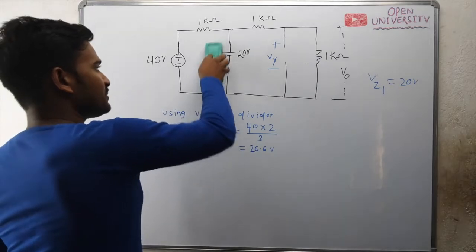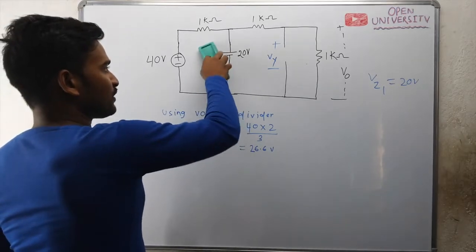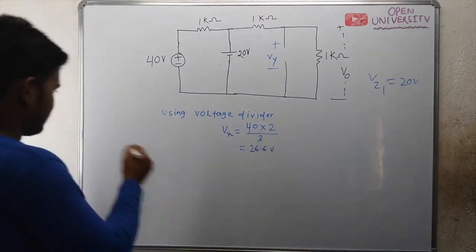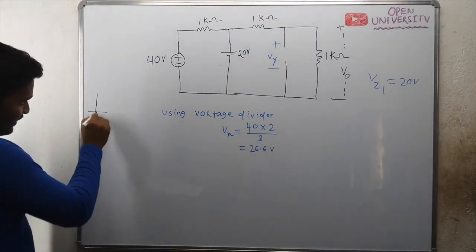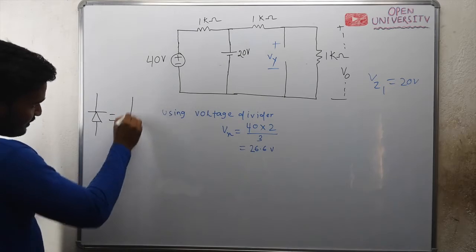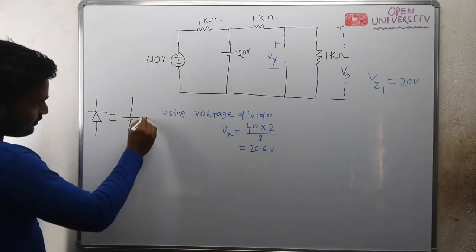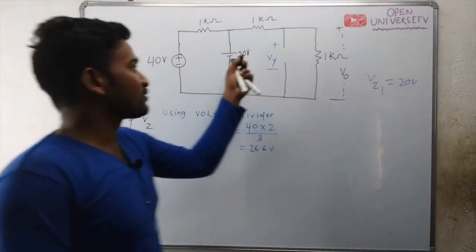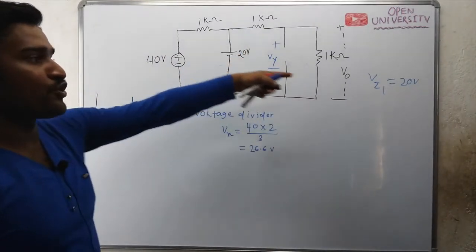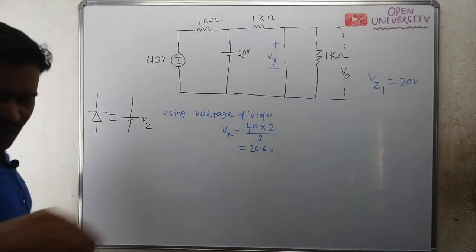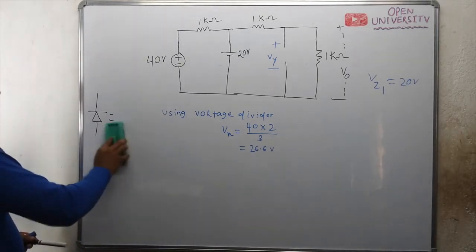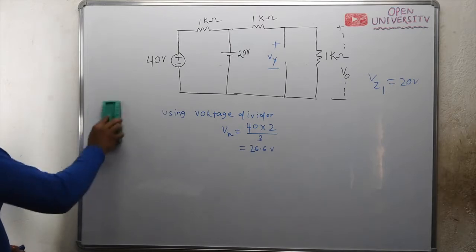Because Z1 is in breakdown, when a Zener diode is in breakdown, we will replace the Zener diode with its breakdown voltage Vz. What is the Vz1? 20 volt. That's why I replace Z1 with 20 volt. Now calculate what is the value of Vy.